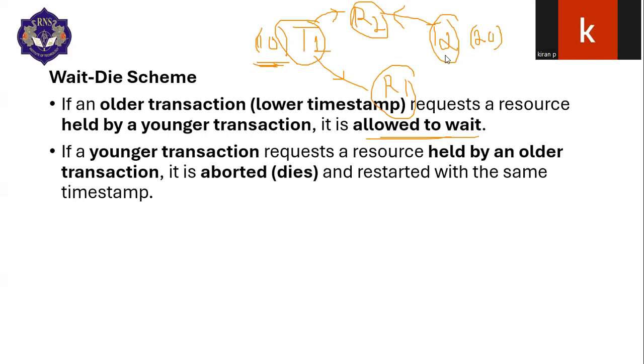Let us assume that T2 requests R1. If T2 asks for R1, it will check the timestamp. R1 has been acquired and is held by T1. T1 is the older transaction because its timestamp is 10, and T2's is 20. So T1 was started early, and T2 will be aborted. It dies, making sure that transaction T1 will get R2 also.